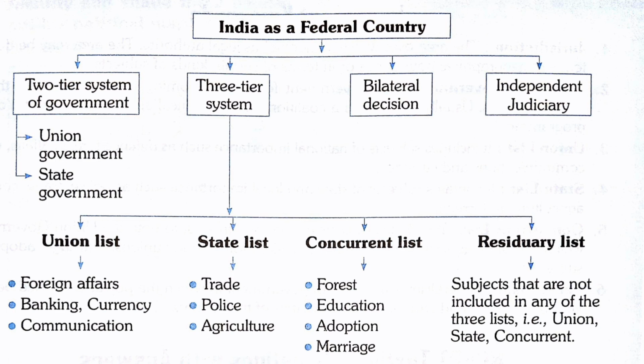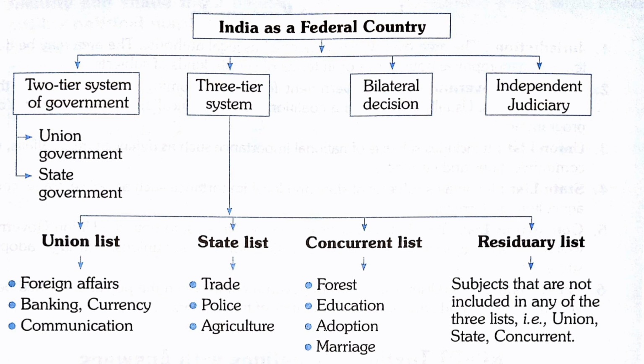Now, if their laws conflict with each other, that means the state doesn't like the central law, or the central government doesn't like the state law, then the law made by the union government will prevail. So we have seen that all the subjects are divided into three lists, that is union list, state list, and concurrent list. And the last list, the concurrent list, is a list of common interest.